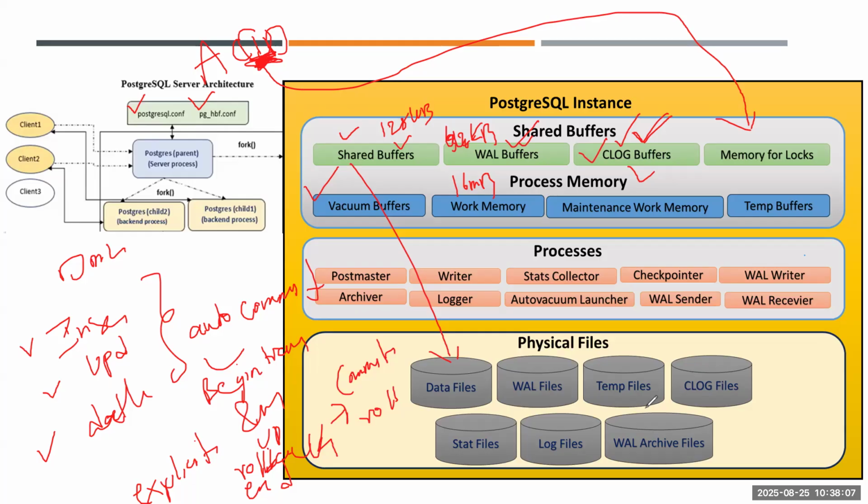As of now, in the architecture, shared buffers are nothing but a cache where the process reads everything from. Whatever modification you are doing, before it goes to the data files, everything goes to the WAL buffers. And whatever data is being committed or rolled back, everything is registered in the CLOG buffers. Is it clear, everyone?